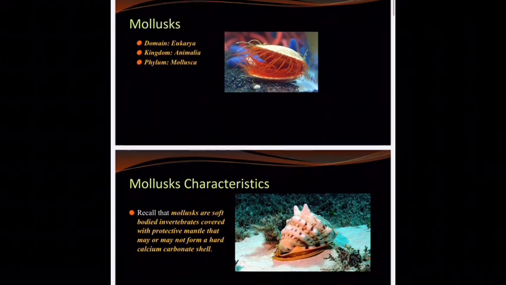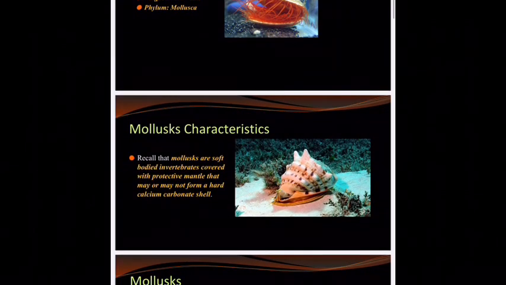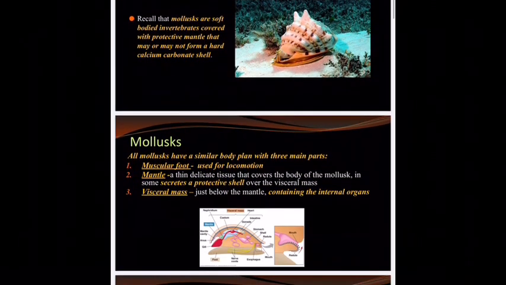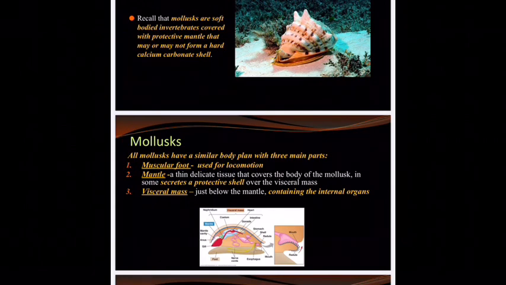Now recall that Mollusca is a soft-bodied invertebrate that has a protective mantle that does, or sometimes doesn't, secrete a hard calcium carbonate shell. For the ones that don't, think about the squid and the octopus, okay? Now, this slide you already have in the last chapter too, so you don't have to rewrite it. I'm just refreshing your memory. All of our mollusks have a muscular foot used for locomotion. They have a mantle that secretes the protective shell, and they have a visceral mass, which is the part of the body, like our rib cage, that contains our internal organs.